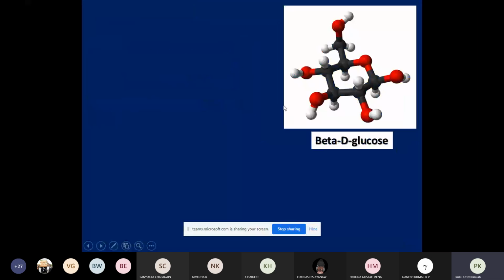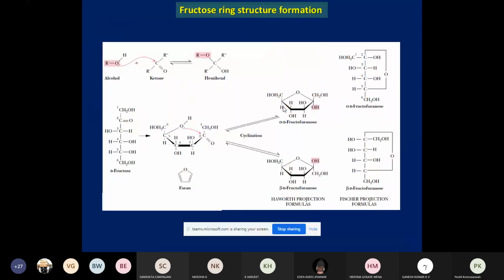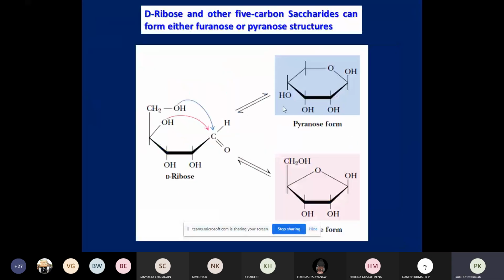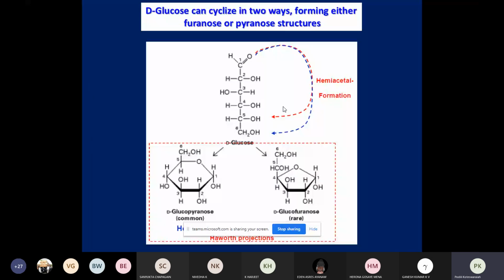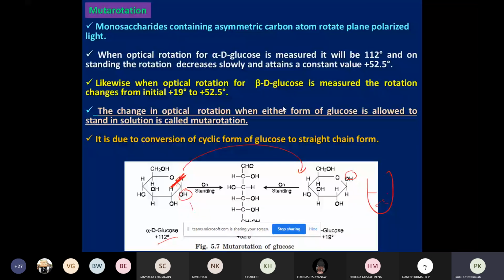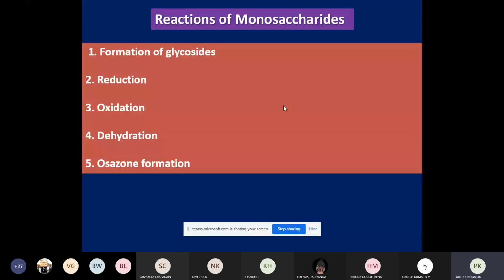Then coming to the reactions of monosaccharides. It is not that important, but there are many reactions we can study from the monosaccharide. But I will be explaining only five reactions, which are important from the biochemistry point of view. First one is the formation of glycosides.